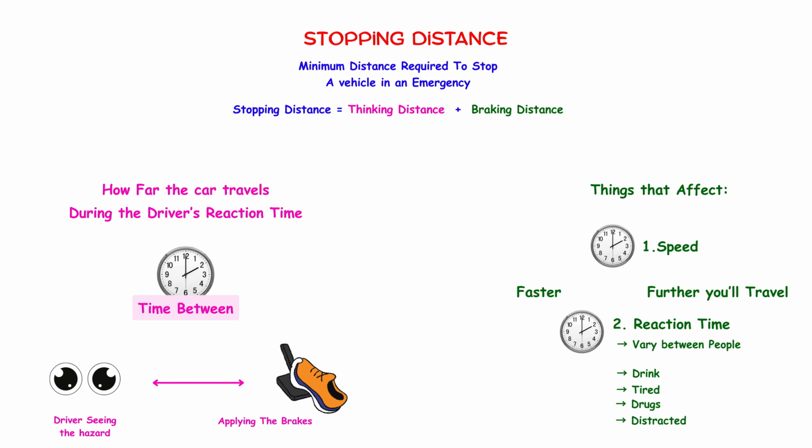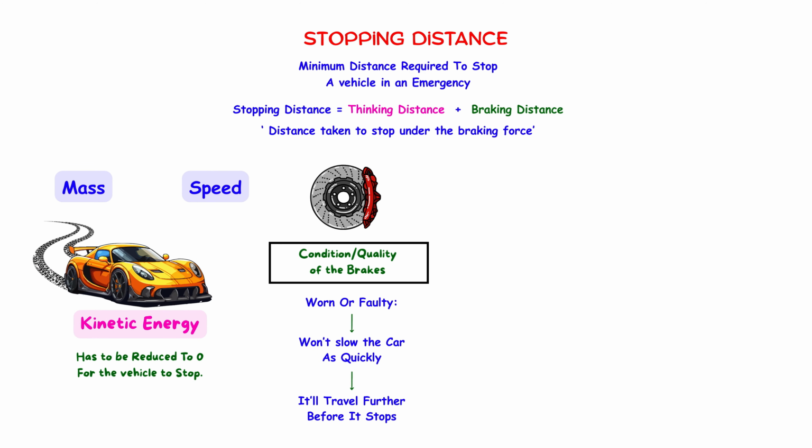The braking distance, on the other hand, refers to the distance the vehicle travels after the brakes have been applied until it comes to a complete stop. Under normal driving conditions, several factors influence the braking distance. The most significant are the speed and mass of the vehicle, as both contribute to the vehicle's kinetic energy, which must be reduced to zero to stop the vehicle. A higher mass or greater speed results in more kinetic energy, meaning more braking force and time are needed to bring the vehicle to a halt.